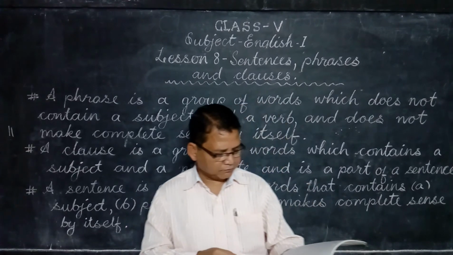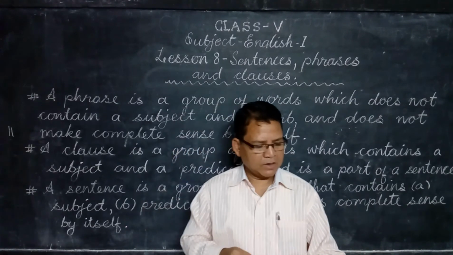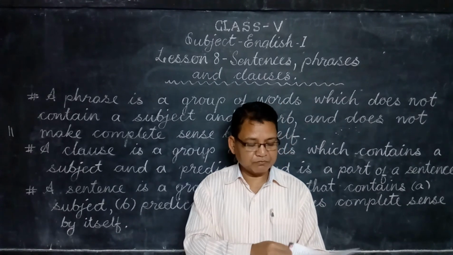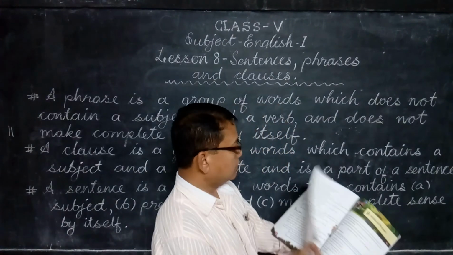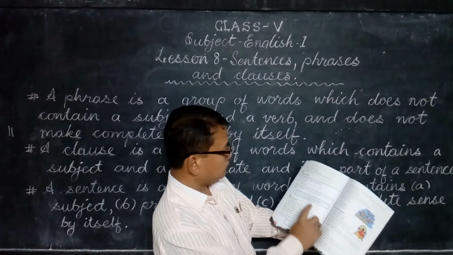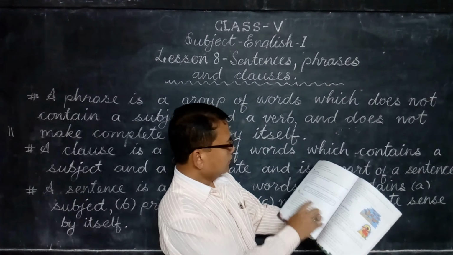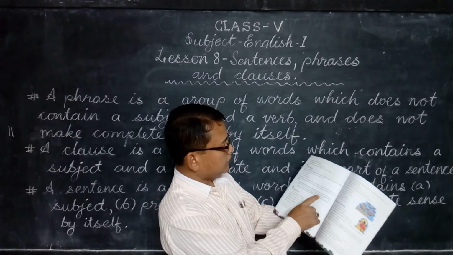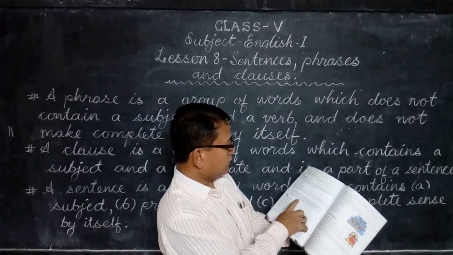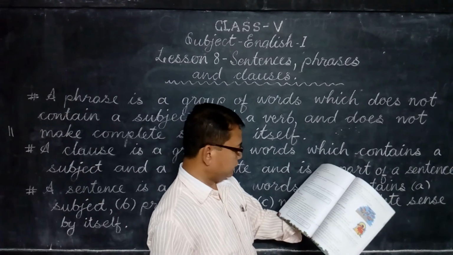Like this, right? Fifteen sentences are there. Complete them very carefully. If you have any doubt, again turn back the pages and see the definition. There it is in page number 46. A phrase is a group of words which does not contain a subject and a verb. It does not make any complete sense by itself.